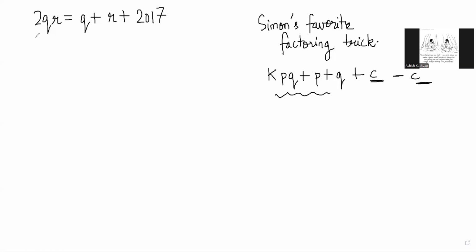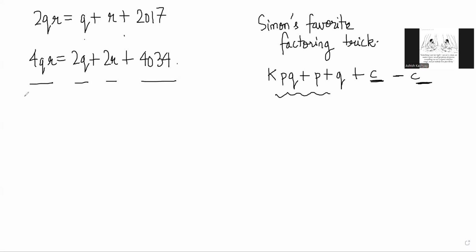So right now we have what? QR here and Q and R also. We can add and subtract some number to factor it nicely. So I will show you how to do that. For example, here, if I multiply by 2 on both sides, you will get what? We get a situation like this. 4QR is equal to 2Q plus 2R plus 4034. What I will do is bring everything on one side: the Q's and the R's on one side, 4034 here.